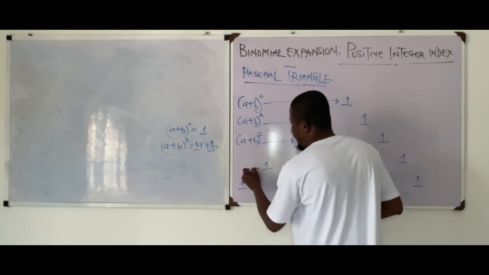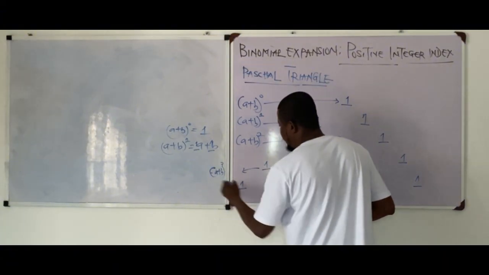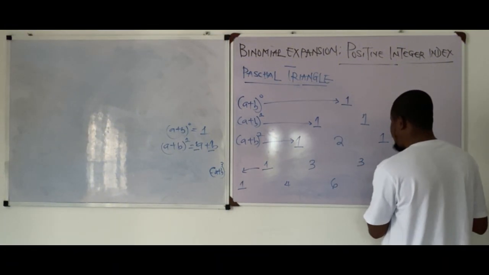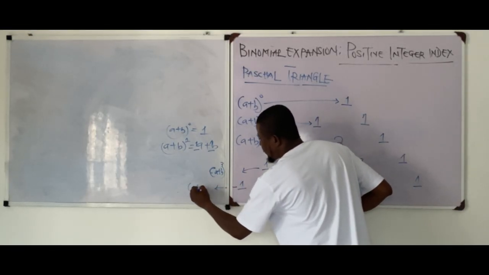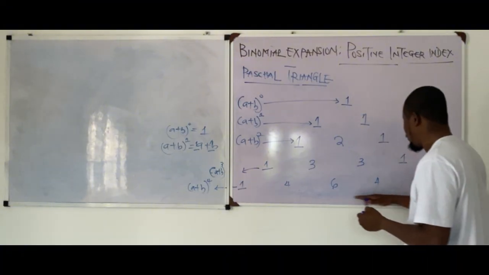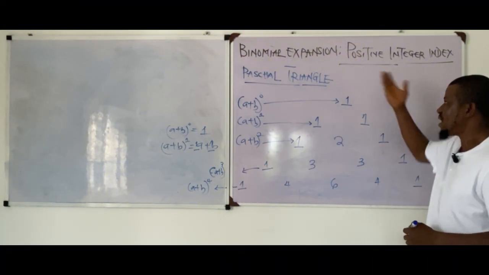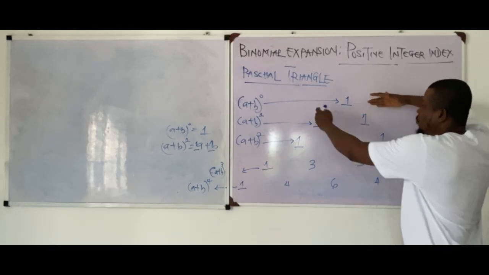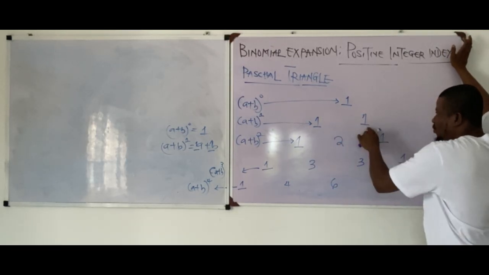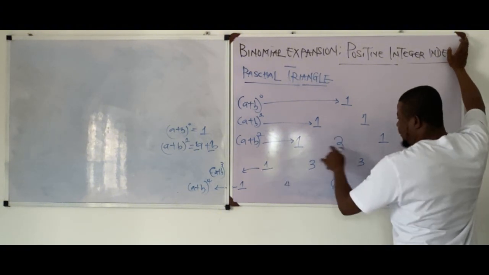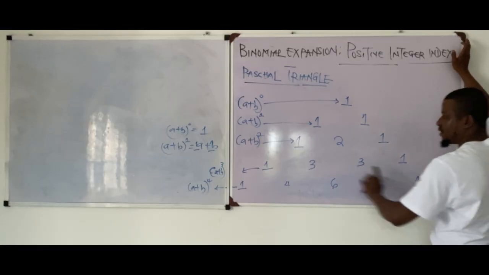So this is for (a + b) to power 3. That will be the coefficient of each of the terms of the expansion. For this one, this will be (a + b) to power 4. This will be the coefficients of the terms in the expansion. And it goes on. Look at how it's being built. You have 1 here, drop 1, 1. And then at the end, drop 1. 1 plus 1 is 2. You are done with this. You drop 1. 2 plus 1 is 3. 1 plus 2 is 3. You are done with this. You drop 1.